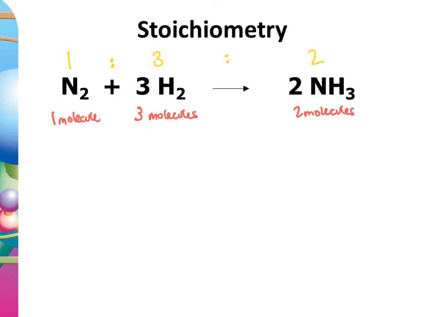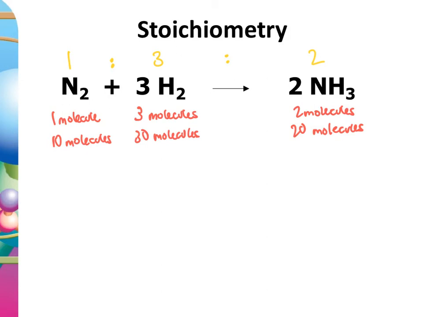Okay, fine, yeah, sort of obvious. But because this is ratios, what if I had 10 molecules of nitrogen? Well, then I would need, it's a ratio of 1 to 3, I would need 30 molecules of hydrogen, and I would make 20 molecules of ammonia. Okay, that's fine, I'm sure you're nodding, it's all fairly straightforward.